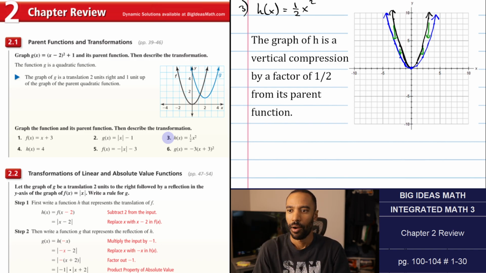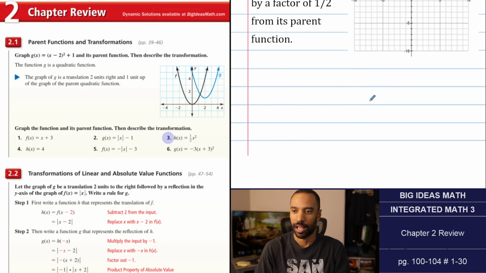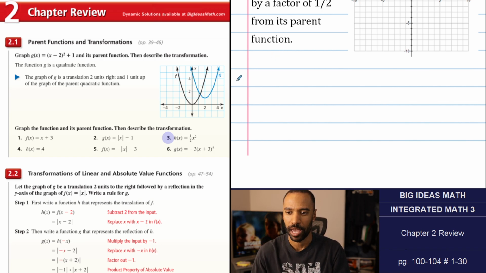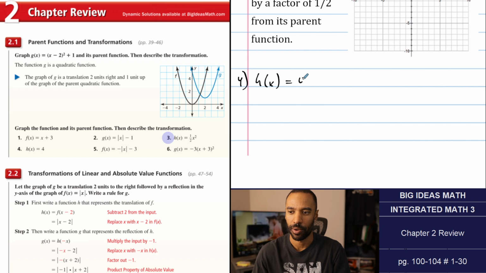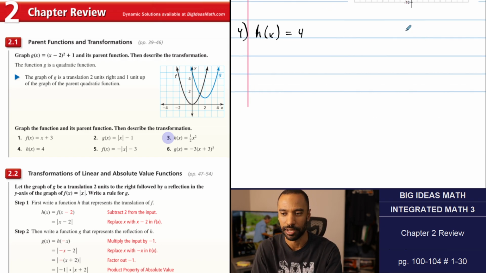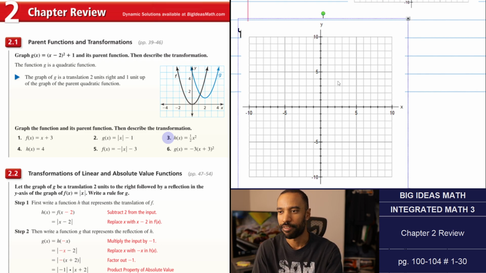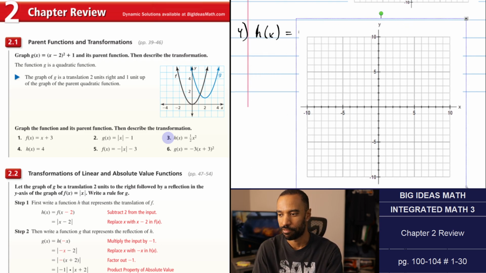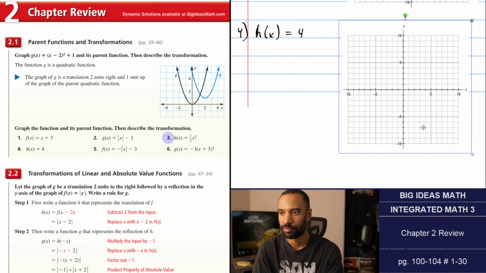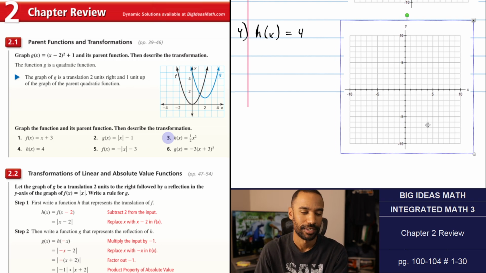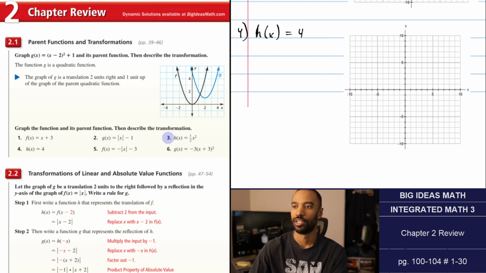Okay. All right, number 4, and I'm glad that I brought up the constant one that we had before. So number 4 says h of x equals 4. Now you'll notice there's no x in this. That means several things, but this is a constant function. The only thing that's affecting it is nothing. Y is 4, is what they're saying.